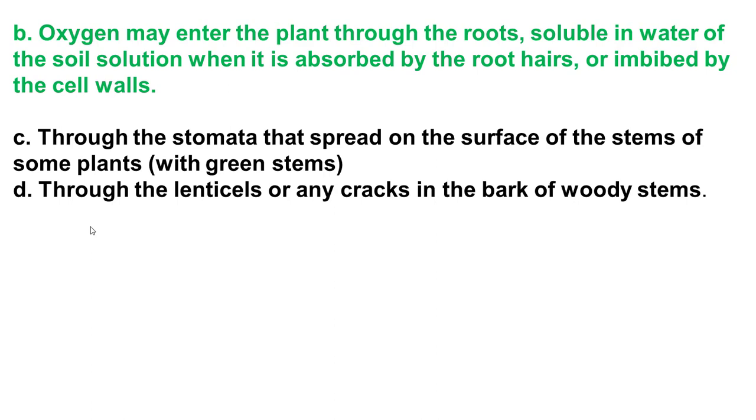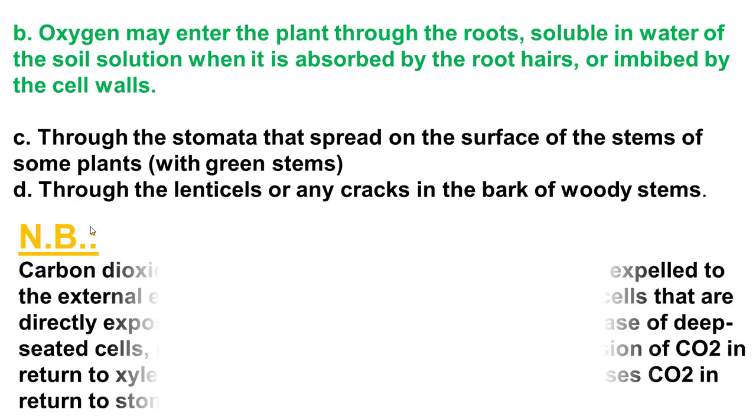Stomata spread all over the parts inside the plant, maybe leaves or green stems. Through lenticels or any cracks, meaning any breaks inside the trunk of the plant or the woody stem, the gases can also enter.